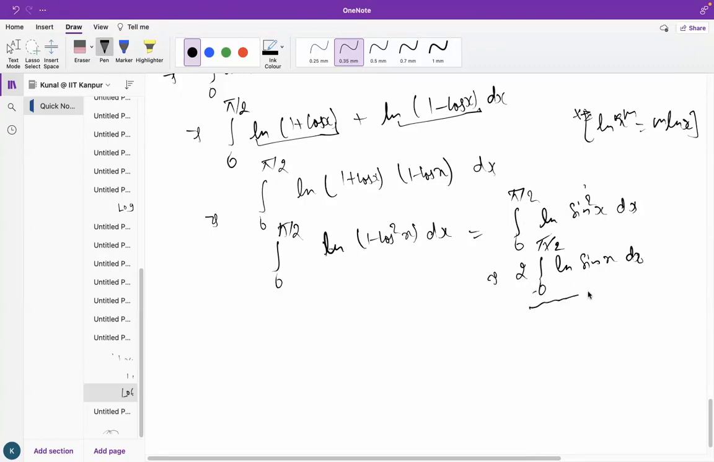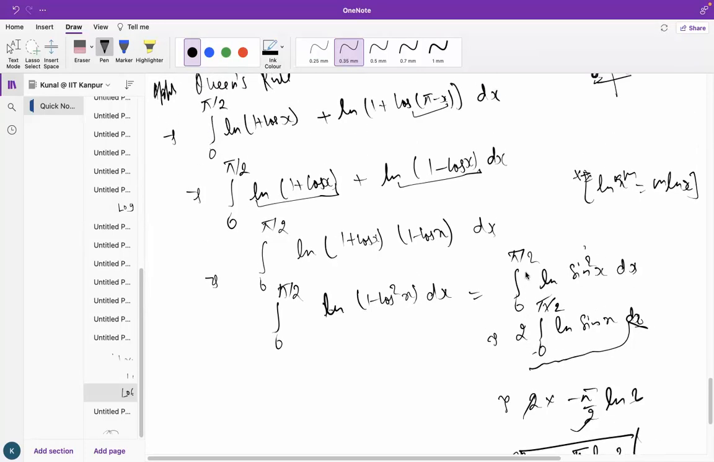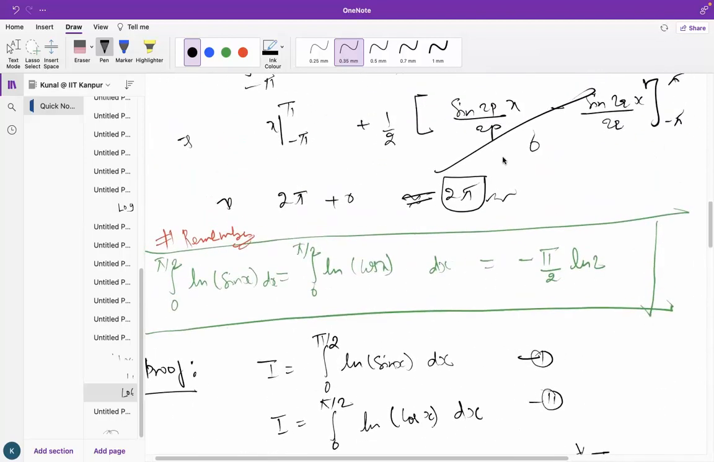And now we know that the integration of this part is nothing but minus pi by 2 ln 2. So this gets cancelled and we get minus pi ln 2. I hope you all understand what I'm trying to say. देखो, हमने ये जो हमारा स्टैंडर्ड रिजल्ट प्रूव करा, how we are actually implementing or using it in a problem, right? This is the thing that we have to learn. I hope you all understand what I'm trying to say.